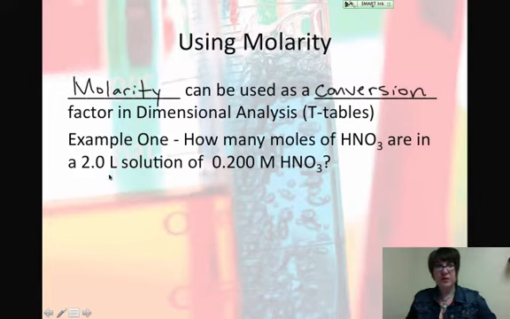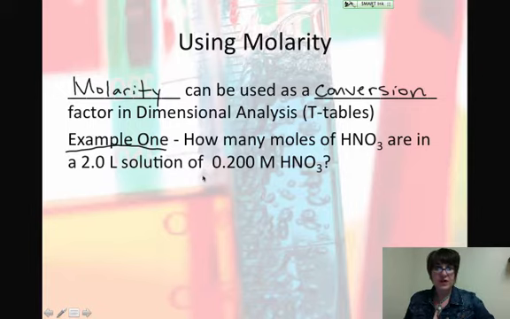In this first example, example 1, the question asks how many moles of nitric acid are in a 2-liter solution of 0.2 molar nitric acid. So the way we change moles to liters is, first of all, when we see this big M, I'm going to cross it out, because what it means is how many moles are there in 1 liter. So I'm just going to change the big M to moles over liters. Now let's solve the problem.